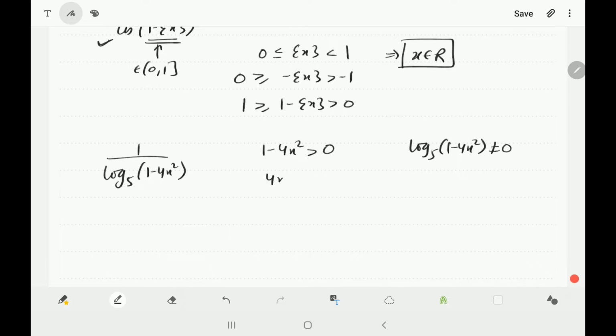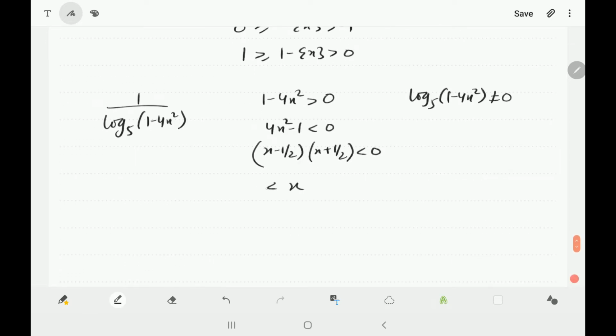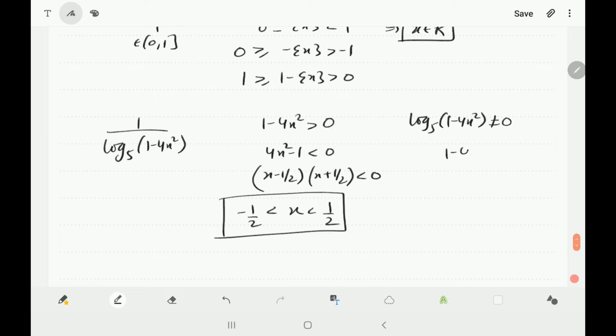So from here we have 4x square minus 1 is less than 0. It means we have two factors, x minus half, x plus half is less than 0. So we got the values of x from minus half to half. Okay, so this is one condition. Here we have 1 minus 4x square should not be equal to 1. It means x should not be equal to 0. So this is our other condition.